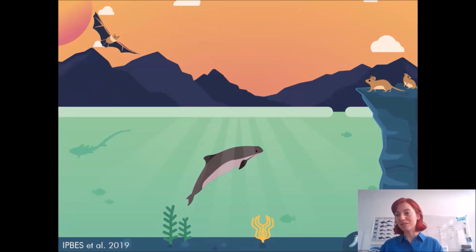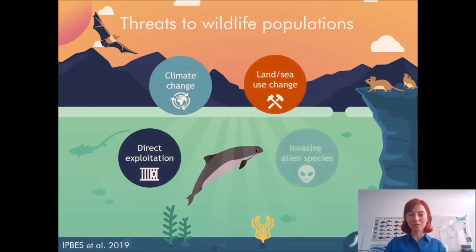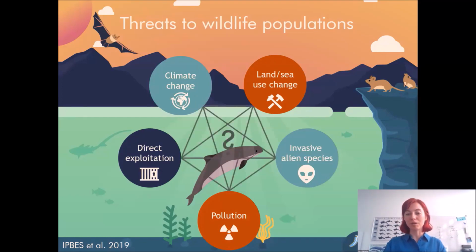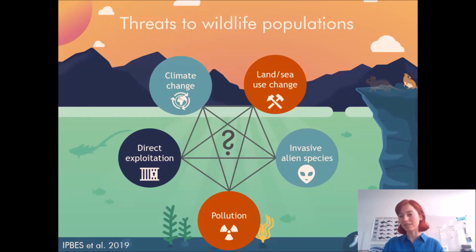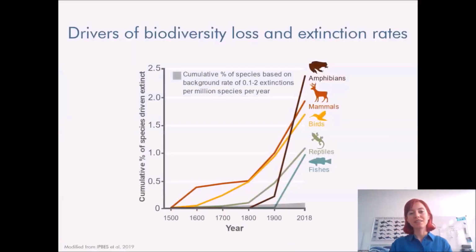I'm going to start with some preaching to the choir, I guess. But biodiversity provides functions which work to maintain the stability of ecological systems. However, there are a variety of threats that are facing wildlife populations, from things like climate change to land and sea use change, direct exploitation, among others. And all these different threats can interact in ways that might be difficult to anticipate and ultimately lead to the destabilization of systems and potentially population loss. And in fact, we see rates of population and species extinction far beyond background rates and across taxa.